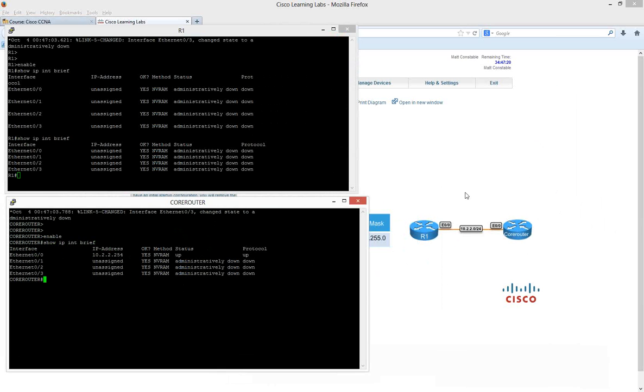Now if we look across at the diagram on our right hand side, that's what we're working with. You can see router 1 up the top and core router down the bottom are connected by the E0/0 interface. While I'm talking, see if you can answer what sort of cable connection that would have to be, being a direct router to router connection. Okay, so what we're going to do is have a look at the running config.